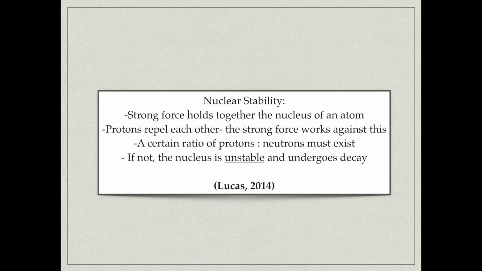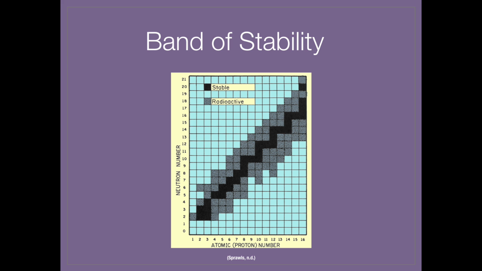When a nucleus is unstable, it decays or emits radiation. The goal in decay is to become stable. Let's look at this diagram. The black squares represent nuclei that are stable. For example, a nucleus with 2 protons and 2 neutrons is stable, and so it won't emit radiation. If the nucleus is radioactive, its place on the table is gray. This means the nucleus will at one point decay.